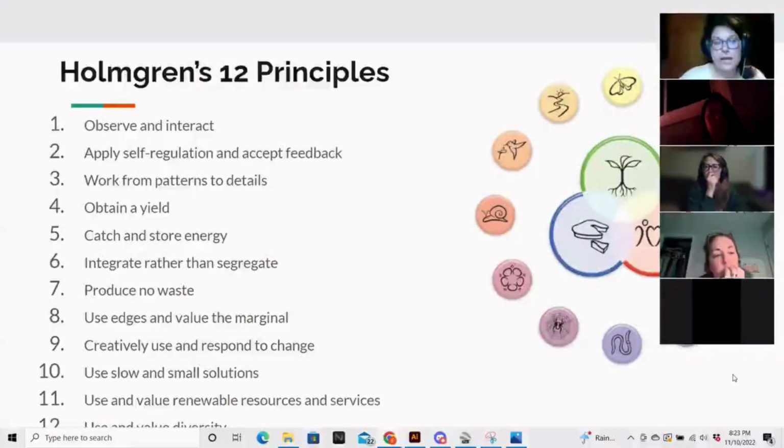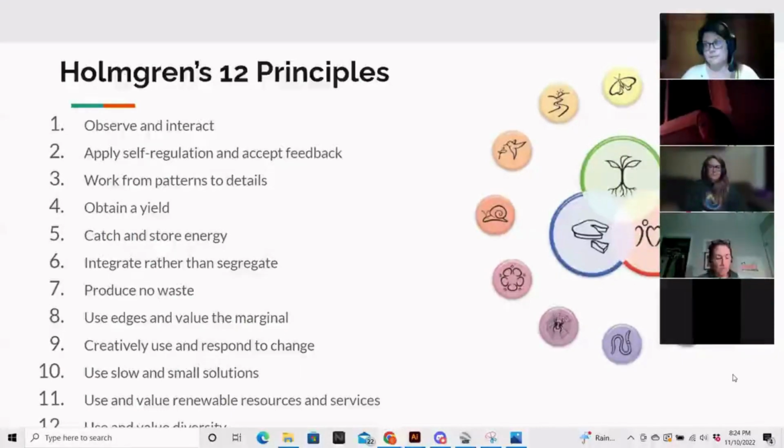Okay, number 8, use edges and value the marginal. Carol, I'm gonna call on you. So, use edges and value the marginal. I would say it's interesting. I'm not really sure about use edges, meaning to not waste any space. Don't consider anything, whether it's big, small, whatever, on the fringe, as invaluable or offering no purpose or use, perhaps. And value the marginal.